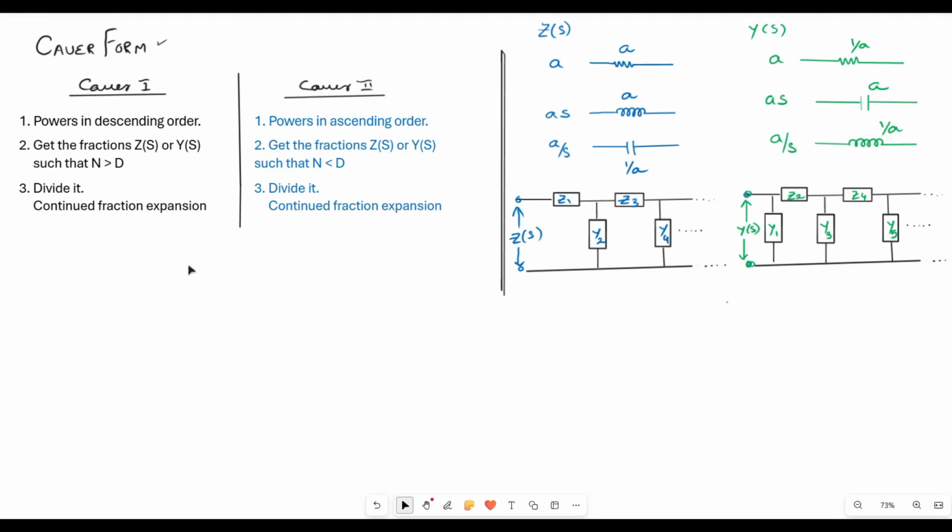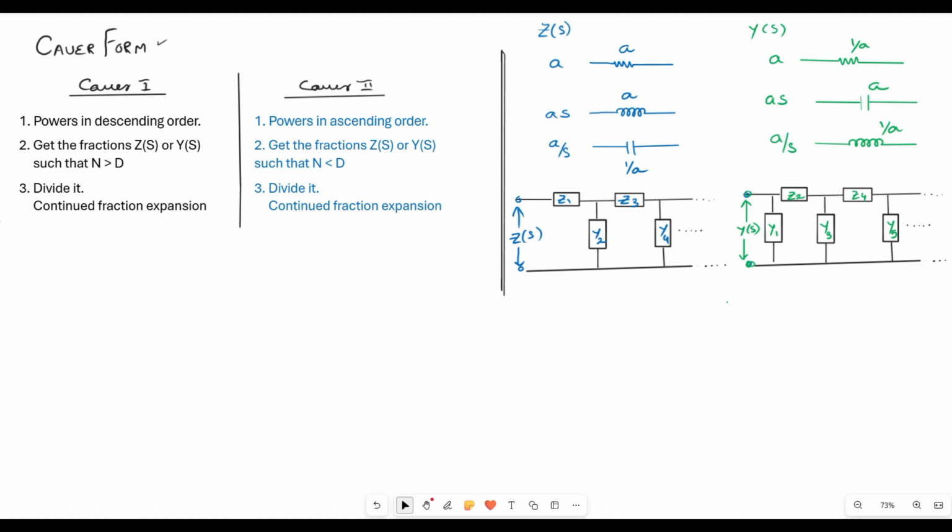In Foster form, we use partial fraction expansion. In Cauer form, we use continued fraction expansion. As a result, the realized network looks completely different, even though it represents the same network function. One of the major advantages of Cauer form realization is that it provides a ladder network structure directly, which is often very useful in practical network design and filter realization. So remember, Foster form represents partial fraction expansion and Cauer form represents continued fraction expansion. Both realize the same network function, but through different mathematical approaches and different circuit structures.